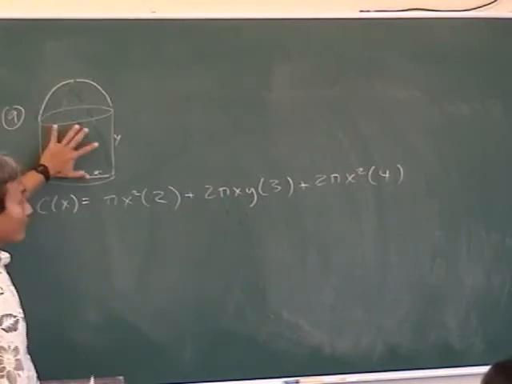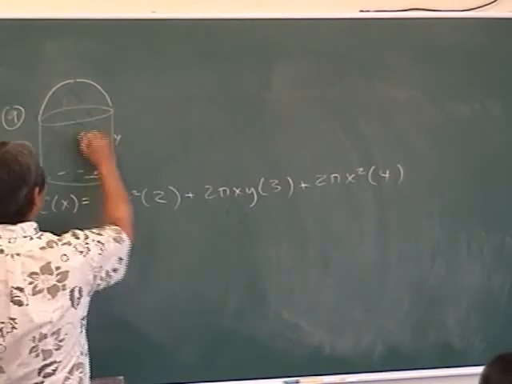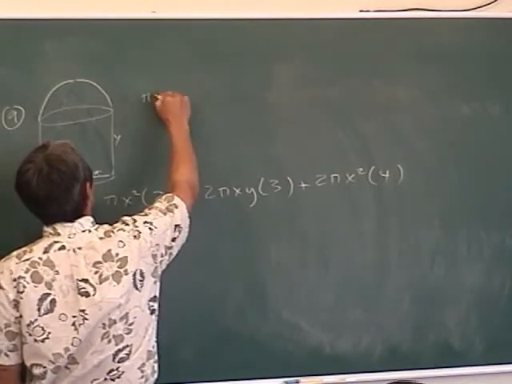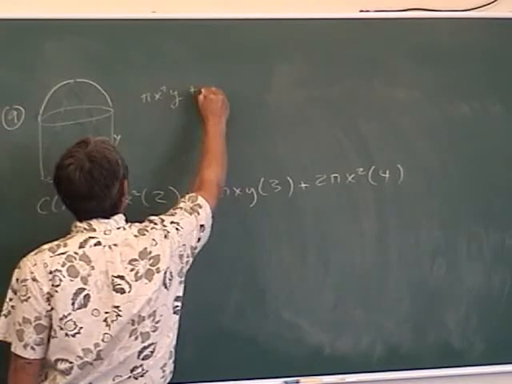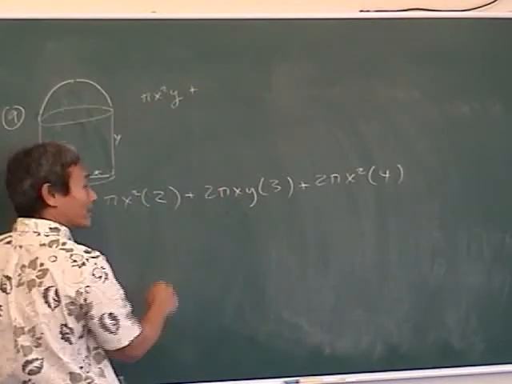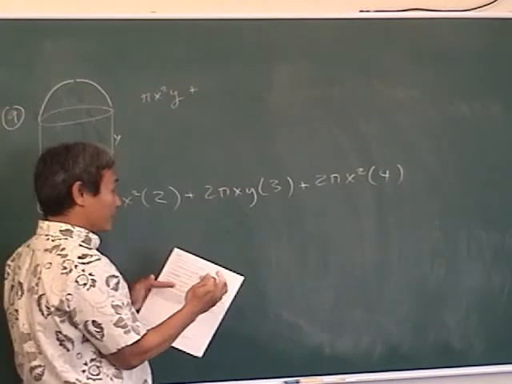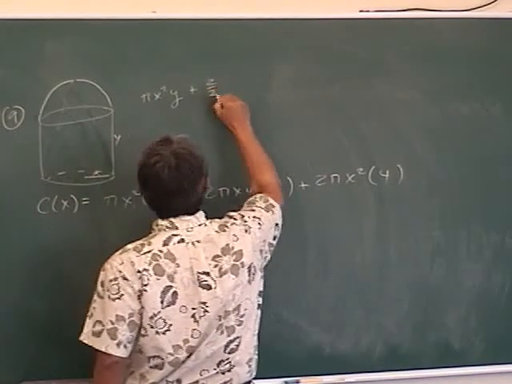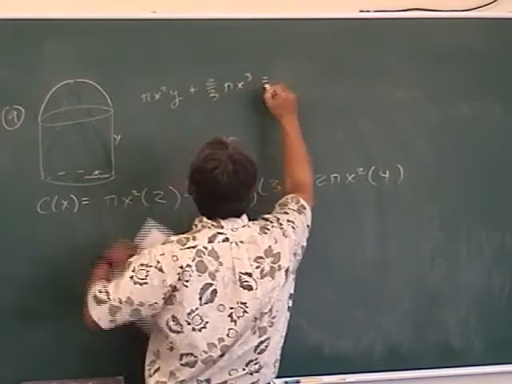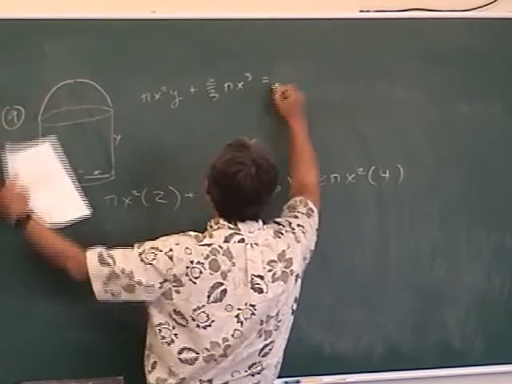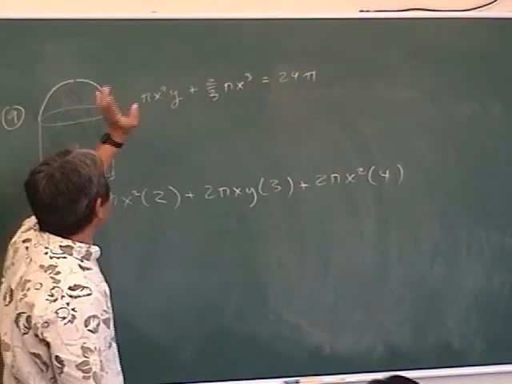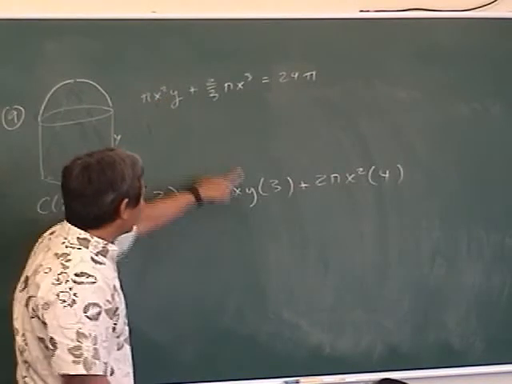Okay, so how do you find the volume of the silo? What's the volume of the cylinder? Cylinder part. Pi x squared y plus half a sphere. Well, the volume of a whole sphere is 4/3 pi r cubed, so half of it would be 2/3 pi times the radius cubed. And that's equal to, what does it say here? 24 pi. That's your other equation. So what you do is you solve for y in this equation, and you plug it in over here.